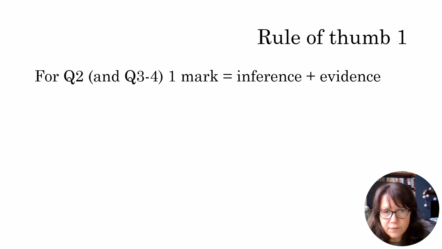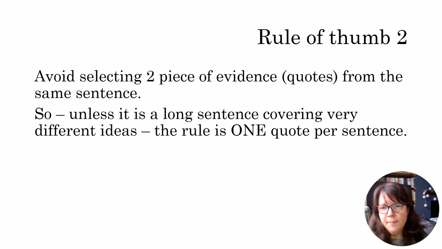The second rule of thumb for this paper is that it's super important that you avoid selecting 2 pieces of evidence, so 2 quotes from the same sentence, unless it's a really long sentence where they're dealing with 2 very different aspects of the character. The rule that you want to go with is that you're only selecting 1 quote per sentence.